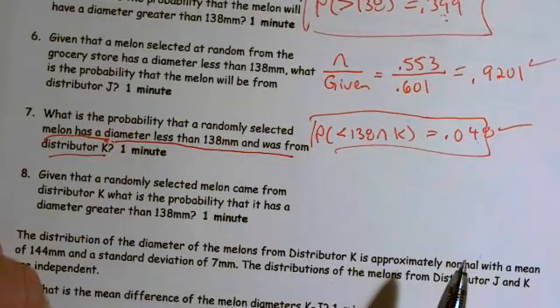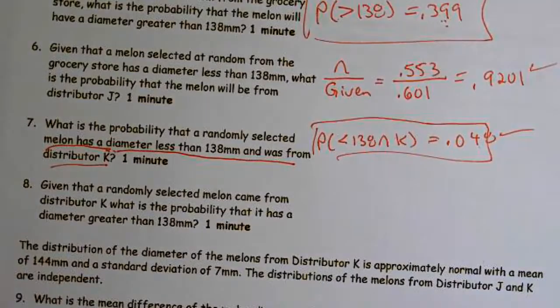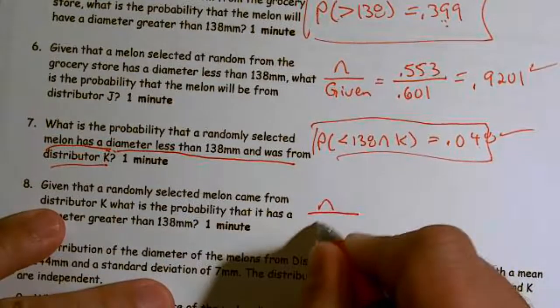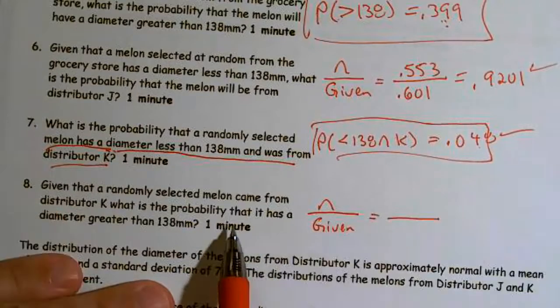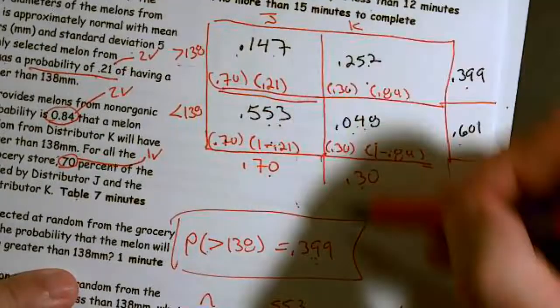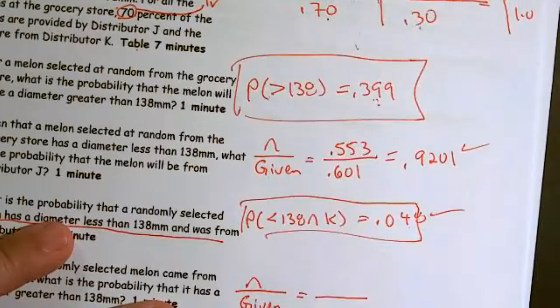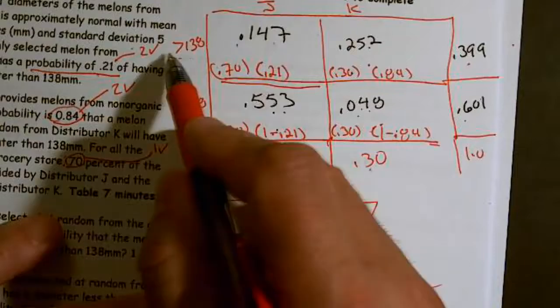Finally, number 8: given that a randomly selected melon comes from distributor K, what's the probability that it's greater than 138? Once again, we have a given, and we're given that it came from K. So in other words, we're having to look at the K table, or the group of K. So K is going to be my denominator. So 0.30 is in my denominator. All right. And the next thing is, what's the probability that it's greater?